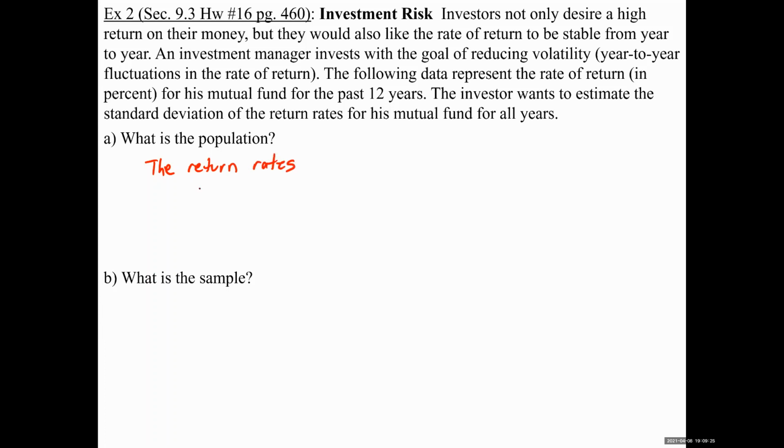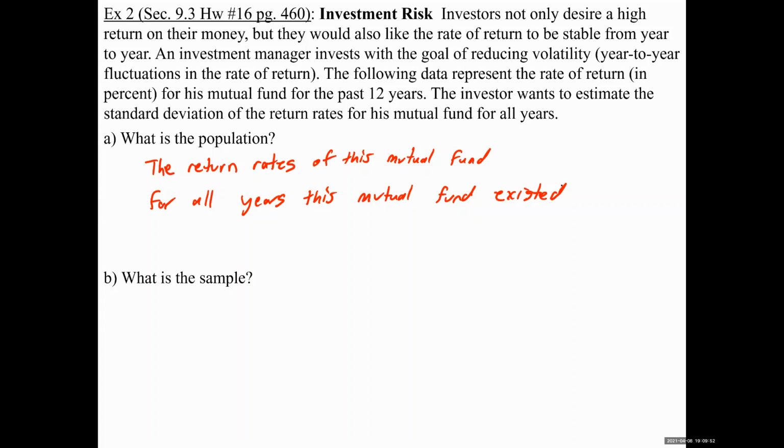because I'm saying return rate, that's a number, so that sounds like population data. The return rates of this mutual fund for all years this mutual fund existed. So again, we might have created Greg Miller's mutual fund 80 years ago, which would be weird because I'm not 80, but anyway. And you take all 80 return rates, and that's the population. And so get the word all in there. Return rates of this mutual fund for all years the mutual fund existed.